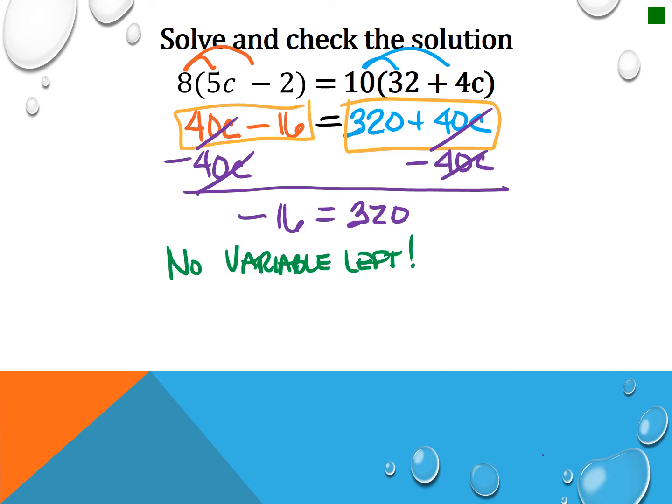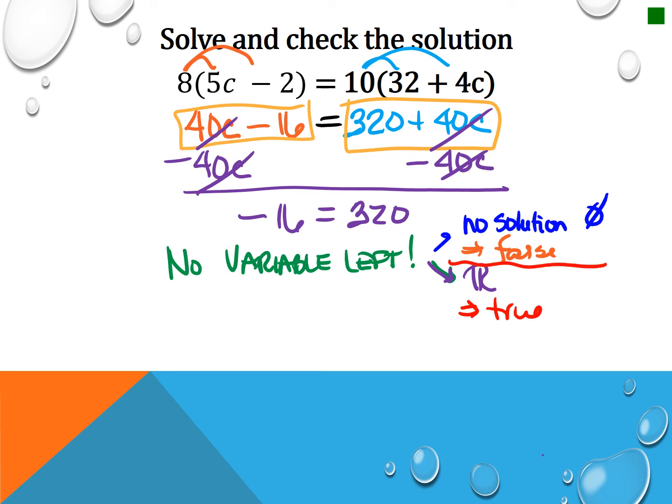So remember, I either have no solution. Guess what, guys? There's a symbol for that too. It's just a circle with a line through it. And that's if what I have is false. Or I have all real numbers, and that's if what I have is true.